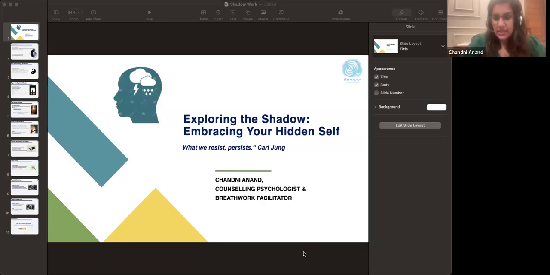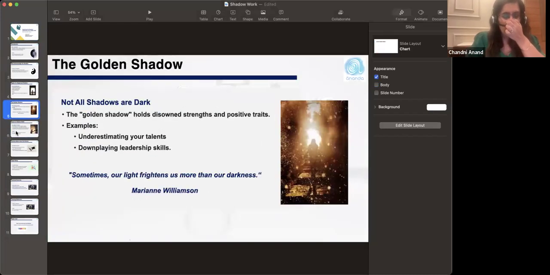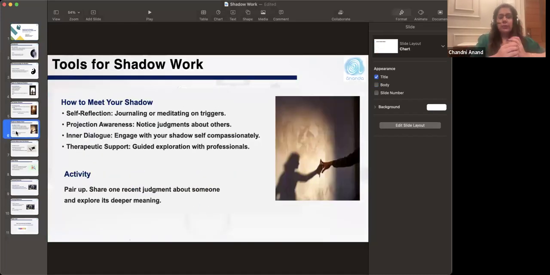I'll move to some more slides if that's okay, because we still have a few things. So, what are the tools for shadow work, right? How to meet your shadow?